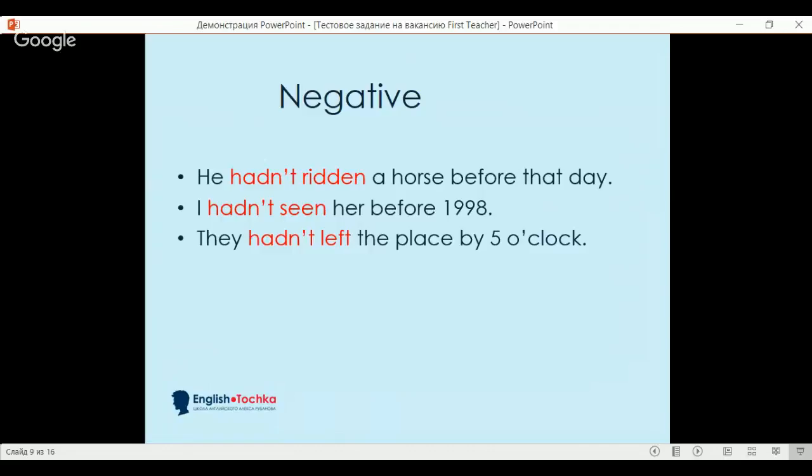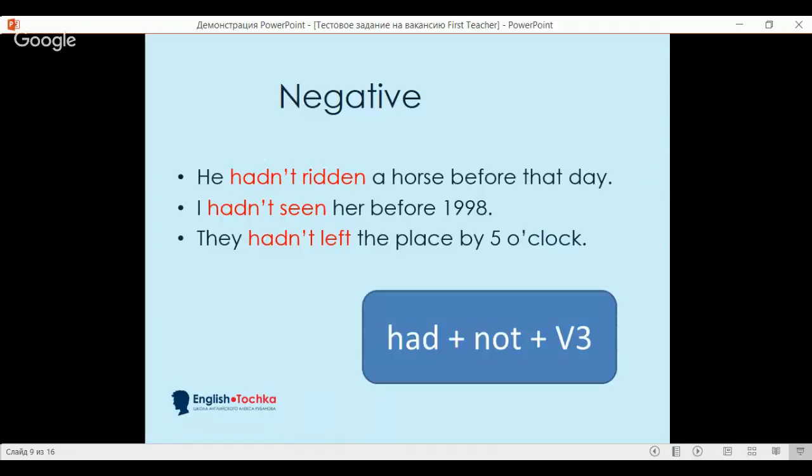So again, I would ask you how to form negative sentence in past perfect. Have a look at words in red. Hadn't ridden, hadn't seen, hadn't left. Of course, had plus not plus verb in the third form.